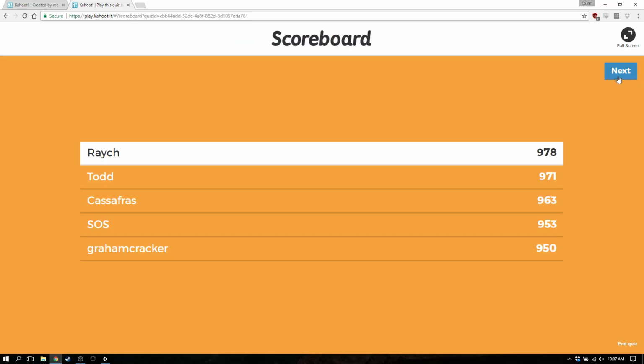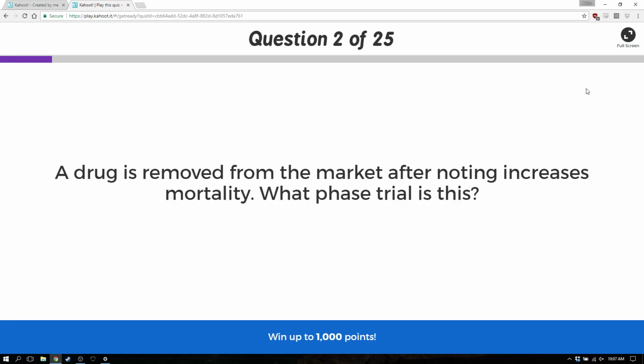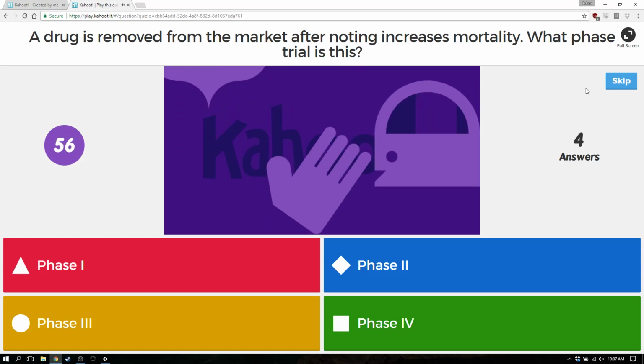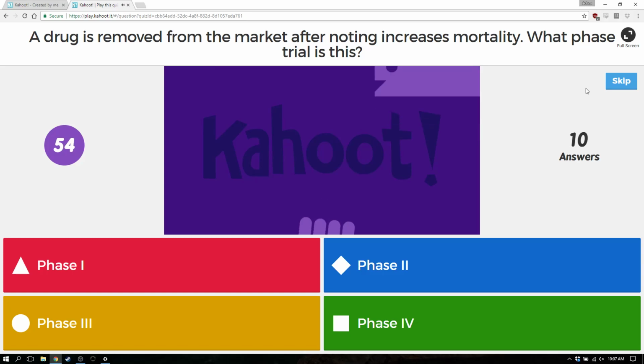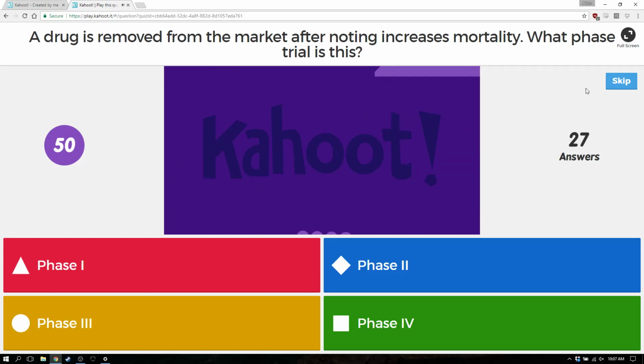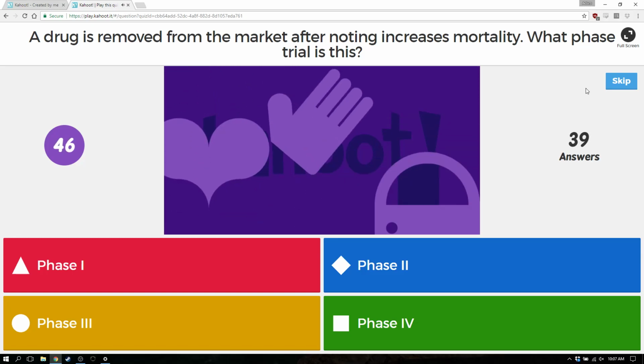Next up. Yes, I'll explain that in 1 second. But the competition is on. Okay, a drug is removed from the market after noting increases in mortality. What phase trial is this? It's removed from the market because it's seen to kill people.